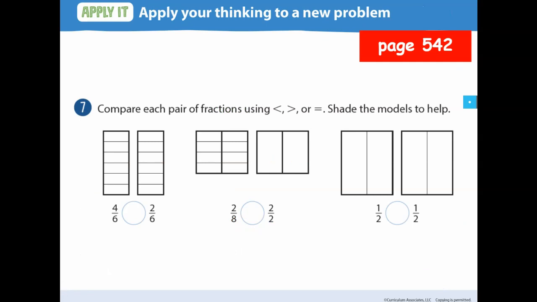Get a highlighter out, makes it easy. It says 4/6, so I need to shade 4/6 of this. And then I need to shade 2/6 of this. This one I need to shade 2/8. And if I have 2/2, how many 6s am I going to shade in? How many 6s am I shading in? 2 of them, like the whole thing, right?